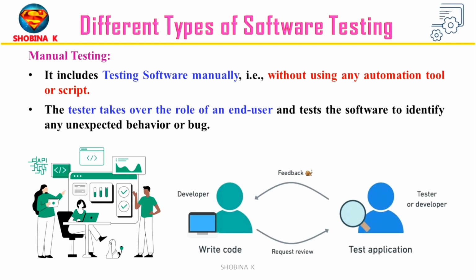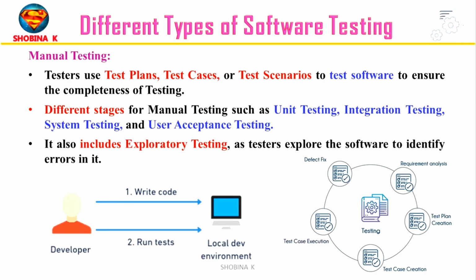So the primary goal is to uncover bugs or defects that may affect the user experience or functionality of the software. Testers use test plans, test cases, or test scenarios to evaluate the software to ensure its quality and reliability. Unit testing, integration testing, system testing, and user acceptance testing are different stages of manual testing. Manual testing includes exploratory testing, where testers explore the software freely without strict predefined steps. So it is a flexible method which allows discovering unexpected problems.